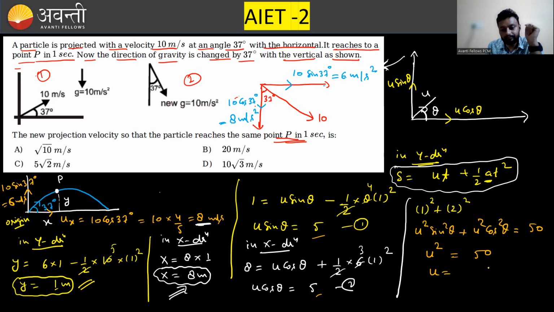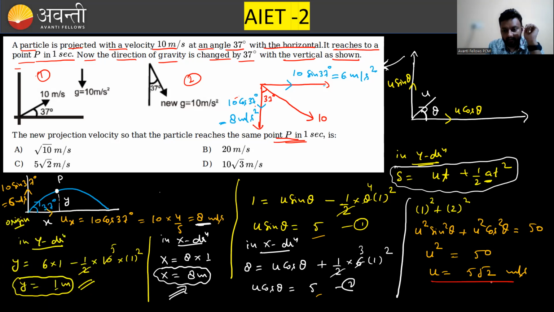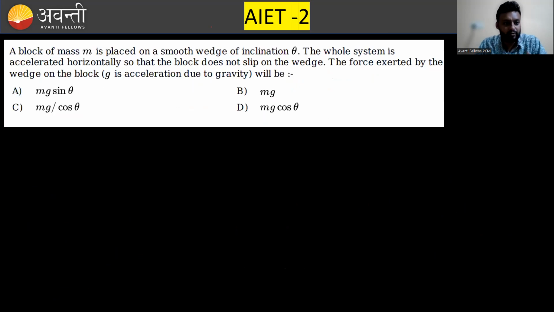U is equal to 5 root 2 meter per second. Which option is correct? Option C is correct. Is it clear to you? The question is not difficult, a bit lengthy because I am solving it, so it feels lengthy, but it is not. Moving further to the next question.